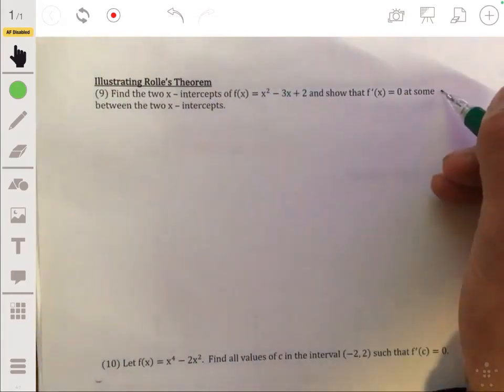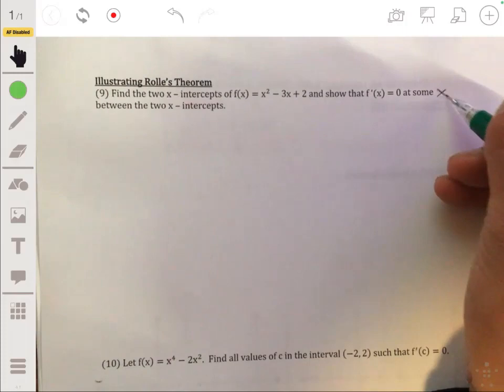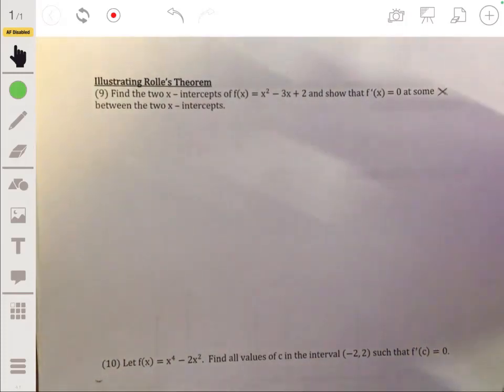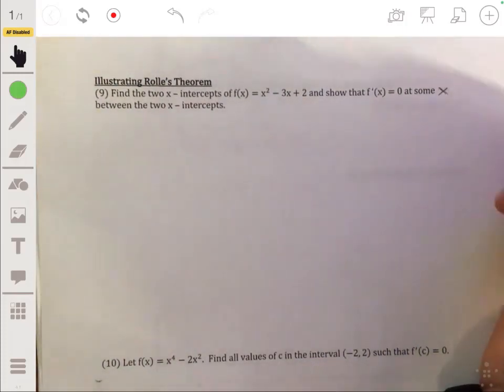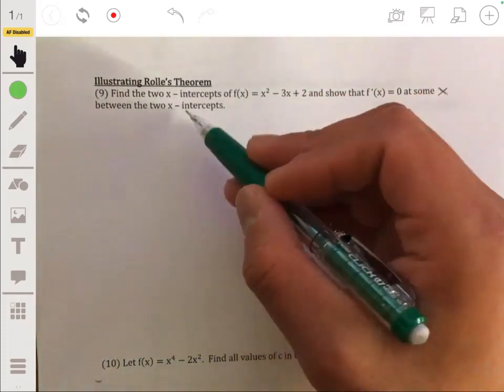I think this got typed off. I printed it. We'll say at some x value between the two x-intercepts.